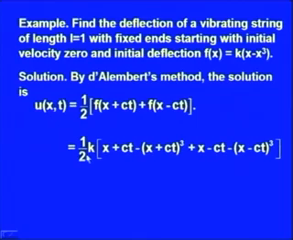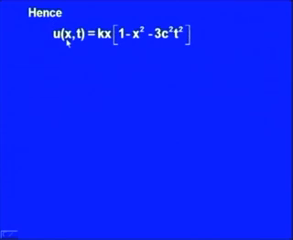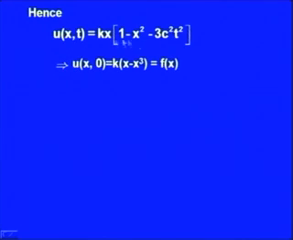So, we will get u(x,t) as half of k into [(x plus ct) minus (x plus ct) whole cube plus (x minus ct) minus (x minus ct) whole cube]. And if you simplify this expression, you get u(x,t) as k times x times (1 minus x square minus 3c square t square), which implies that when you put t equal to 0 here, you get u(x,0) as k times (x minus x cube), which is nothing but the function f(x).